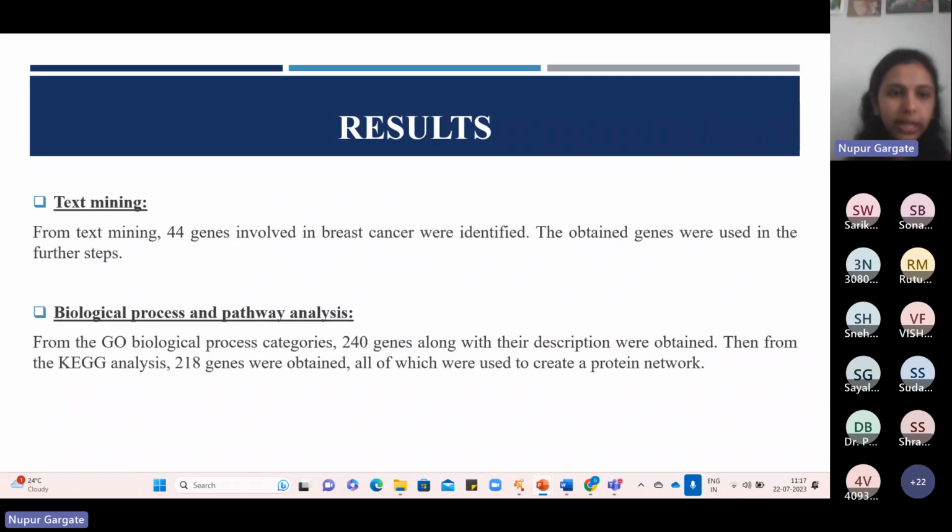So these were the results obtained. From text mining, 44 genes involved in breast cancer were identified. All of these genes which were obtained were used in the next step.